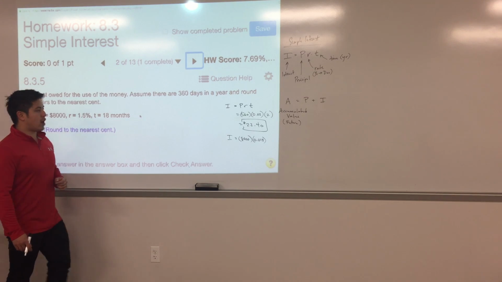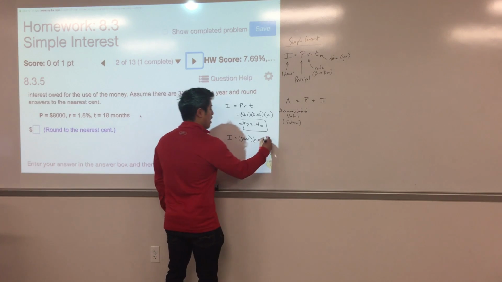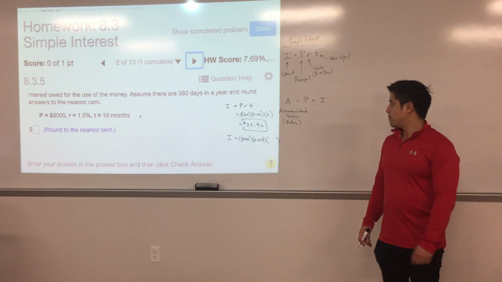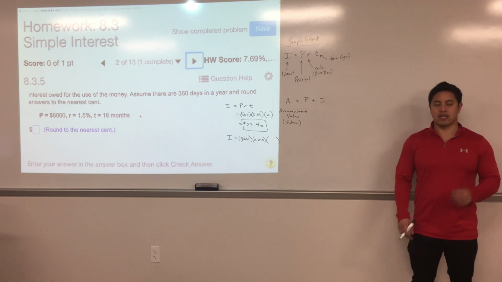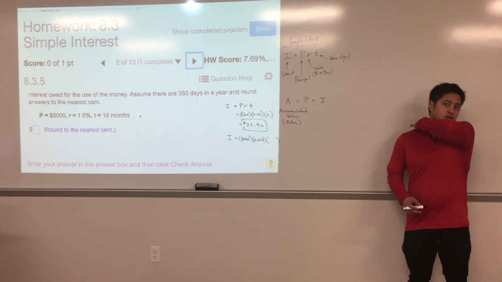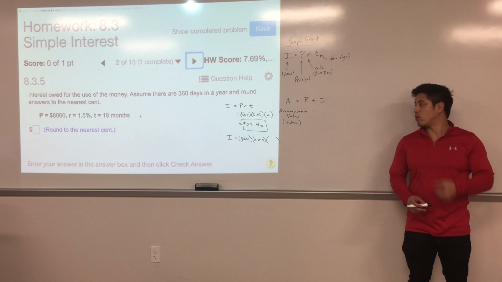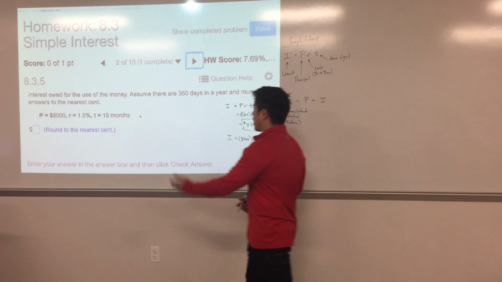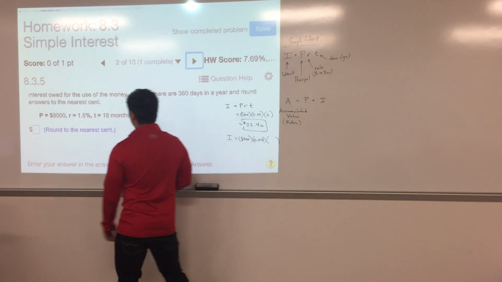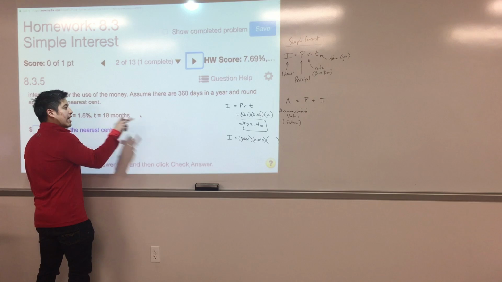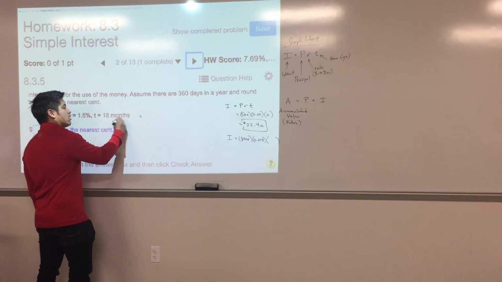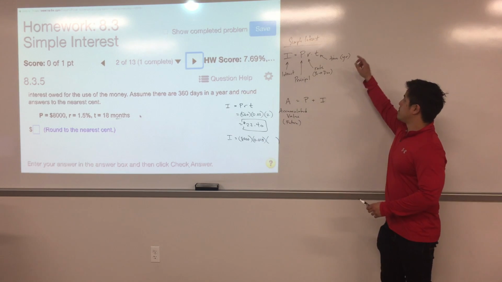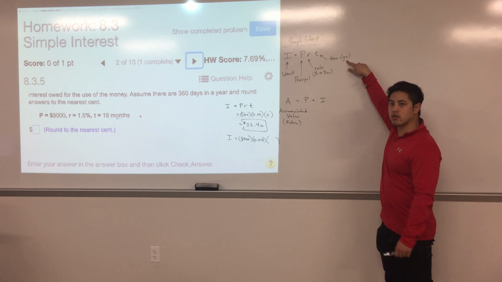Make sure you know how to move your decimal place correctly to the left when you convert a percent to a decimal. And finally, your time, is your time 18? It is not. Now, is it 1.6 or 1.what? 1.5, right? Now, if you're not sure how we got 1.5, first and foremost, understand that you cannot put 18 in there because this is what? Months.